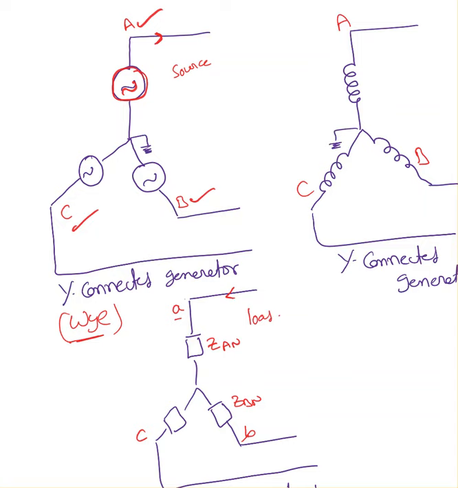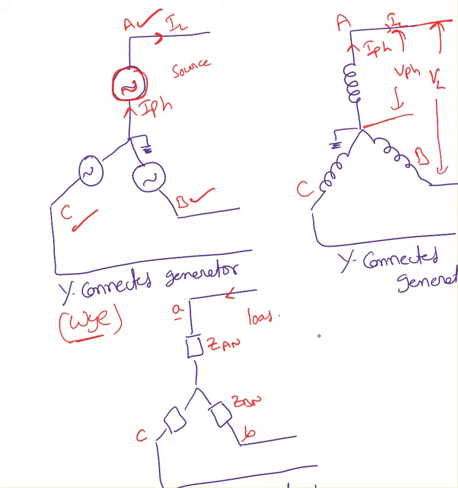Now we know that this is the phase current IPH, and that's the line current IL because this is the line, and same thing, this is IPH, IL. And this is VPH, and this is VL, valid for both source as well as load.